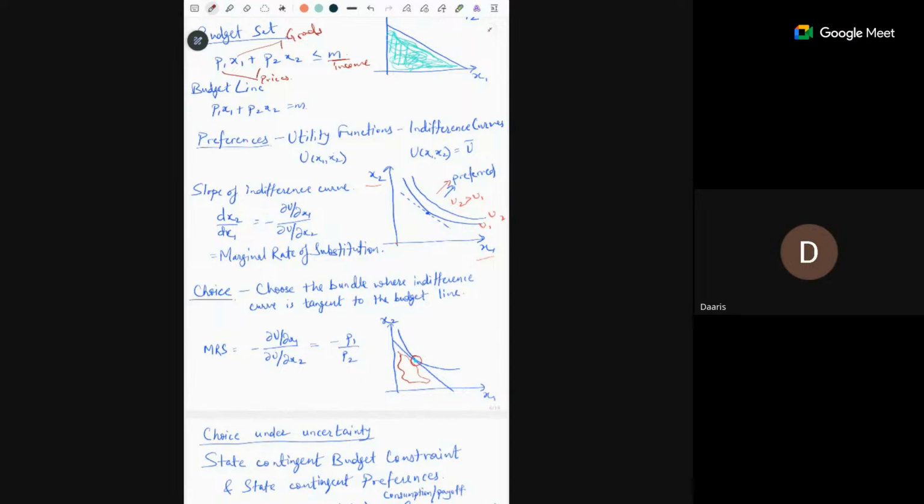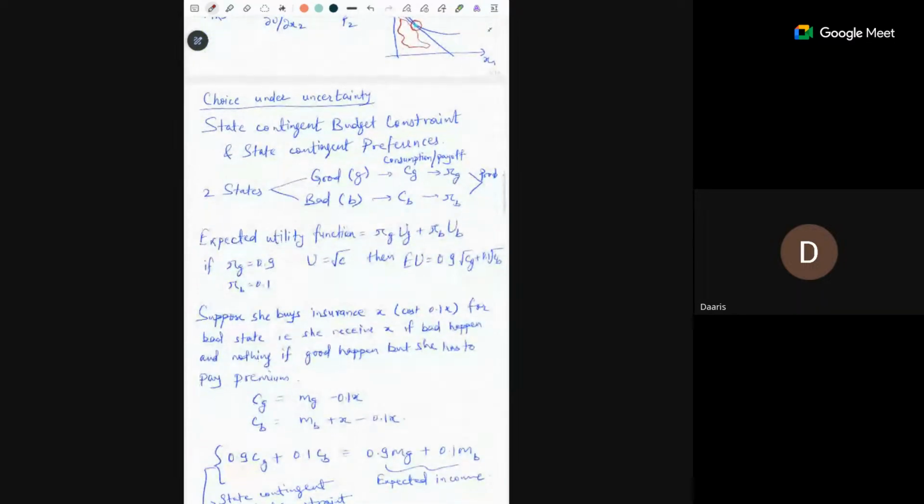Now when there is uncertainty, we do not have a simple budget constraint or simple preferences. We have a state contingent budget constraint and state contingent preferences. That means in different states there will be different consumptions. For example, there are two possible states, good state and bad state. In the good state, the individual consumes CG, and in the bad state, the individual consumes CB. The probabilities for these two states to happen are pi G and pi B.